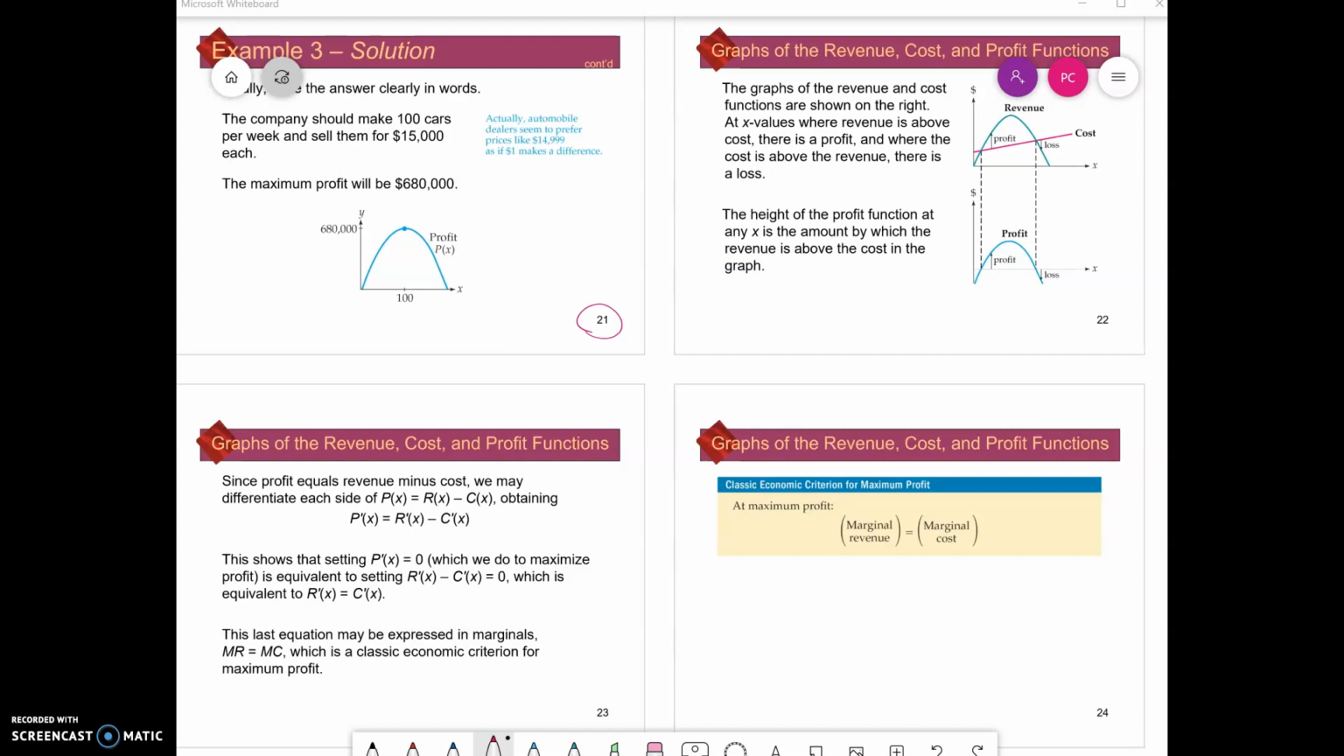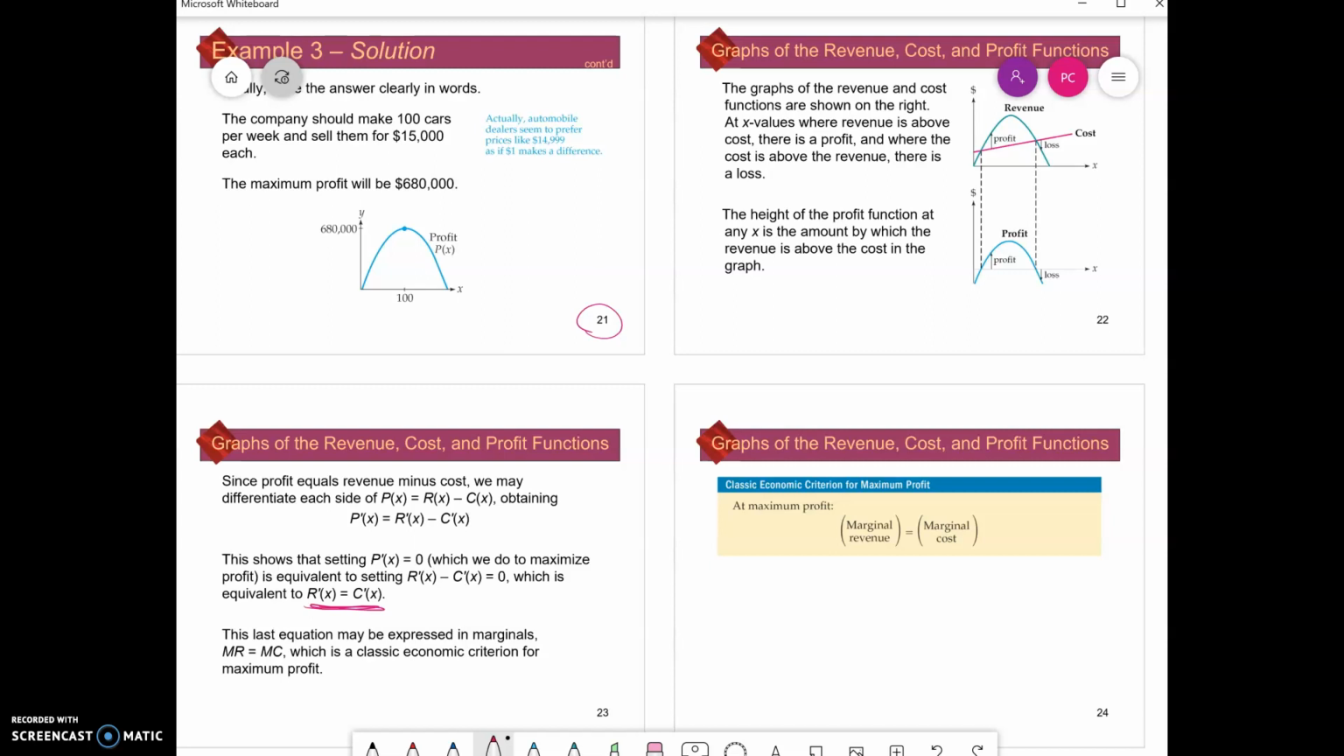So, since profit equals revenue minus cost, if we differentiate each side of the function, profit equals revenue minus cost, and if you take the derivative, you have the derivative of profit equals the derivative of revenue minus the derivative of cost. Setting that equal to 0, we can see that the derivative of revenue is equal to the derivative of cost to maximize that profit.